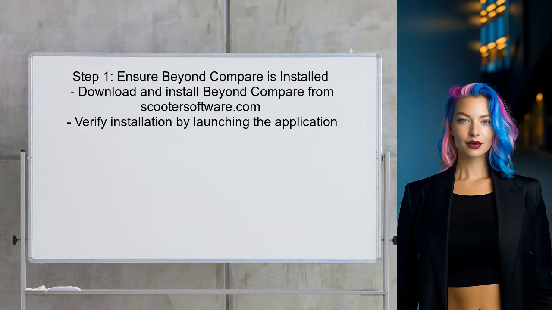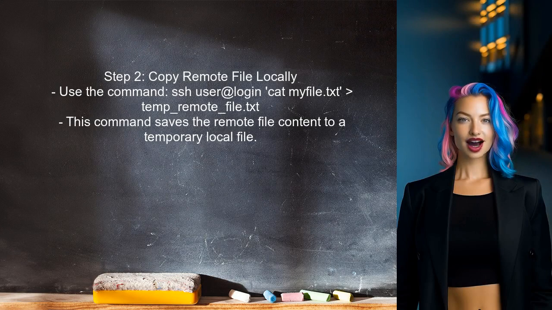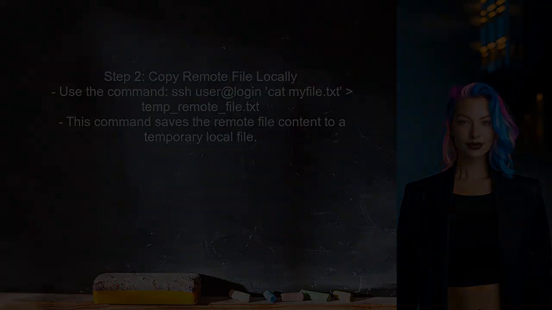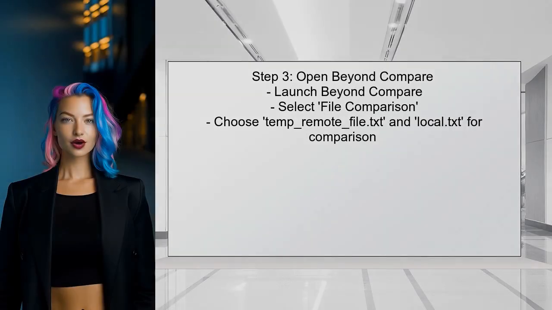To compare a remote file with a local file using Beyond Compare, the user should first ensure that Beyond Compare is installed on their local machine. Next, the user needs to set up a temporary local file that contains the content of the remote file. This can be done by using the SSH command to copy the remote file to the local machine.